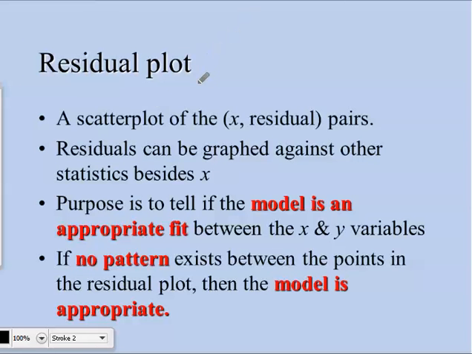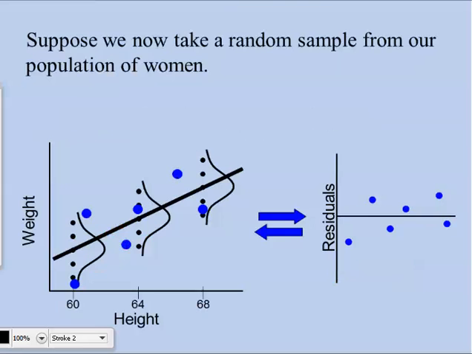But the residual plot, a scatter plot of the x-residual pairs, will tell us if it's an appropriate fit between the x and the y value. If no pattern exists between the points in the residual plot, then it's probably an appropriate model. Looking at this one, I don't see a real pattern here. I mean, it's not showing me any specific type of line. It almost looks like it is a line there, but it's not quite.